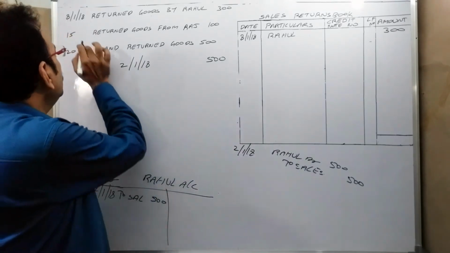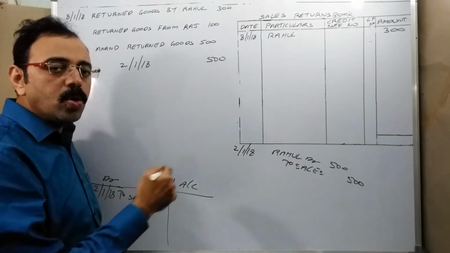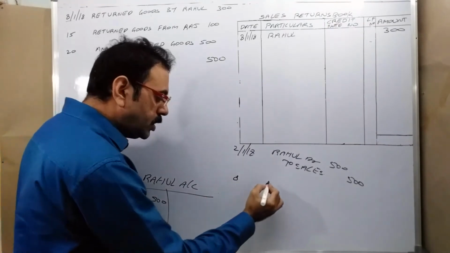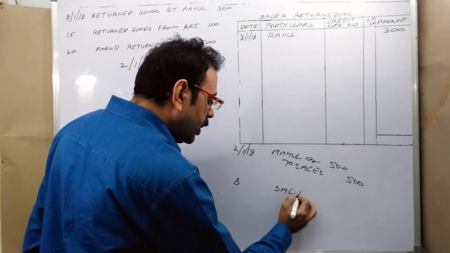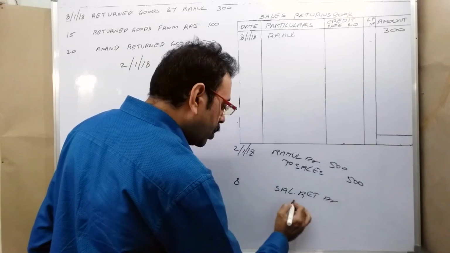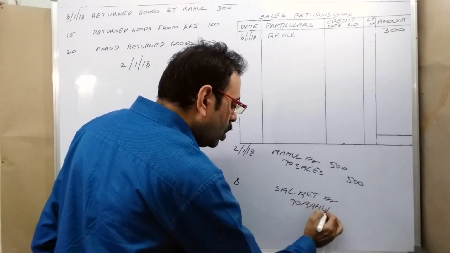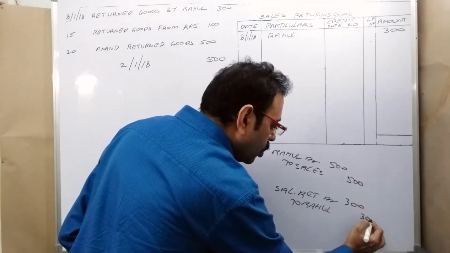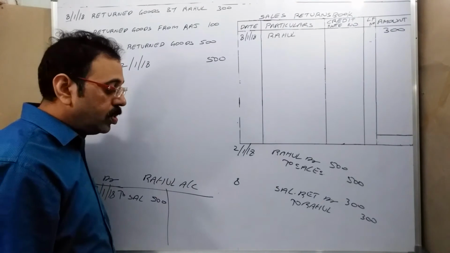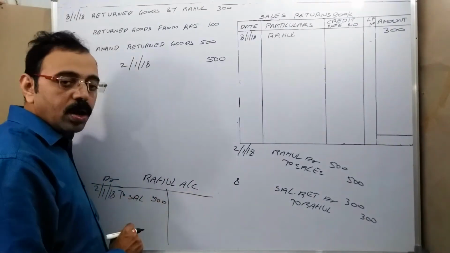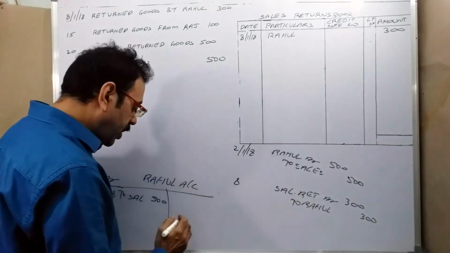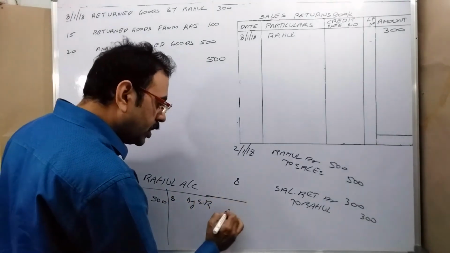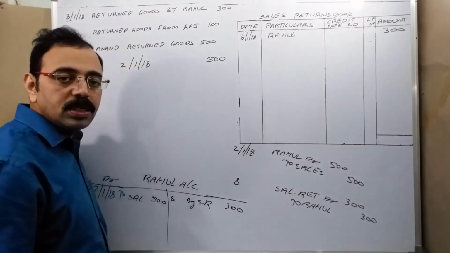But on 8th date what happened? Rahul returned some goods to us. Then what is the entry on 8th date? Sales returns account debtor to Rahul account, and the amount is 300 rupees. Now if you post this entry in Rahul account, since Rahul is on the credit side, you should post this by sales returns 300 rupees.